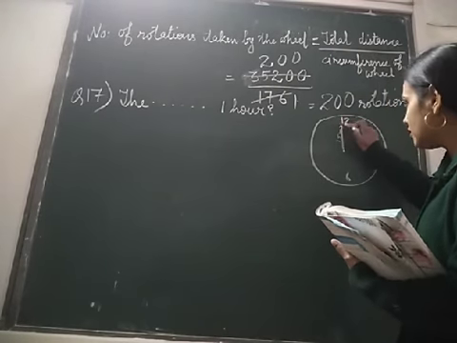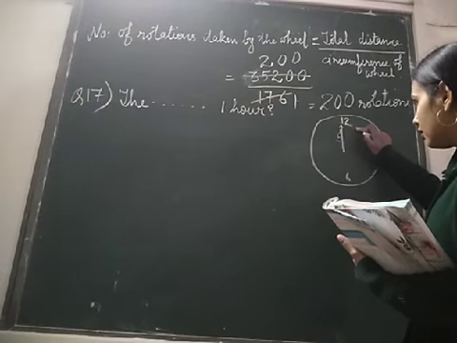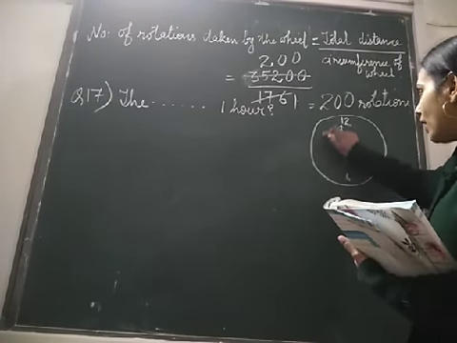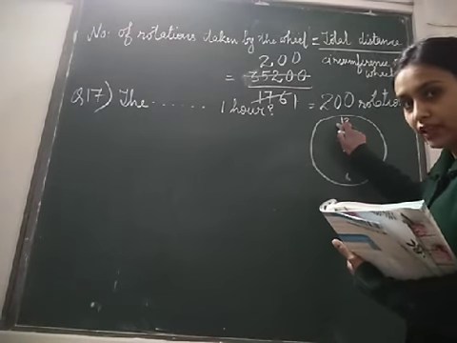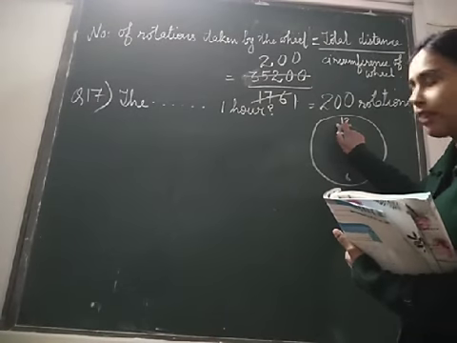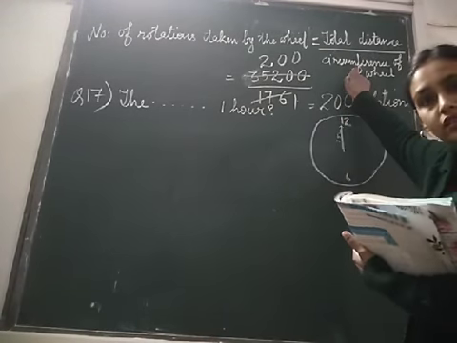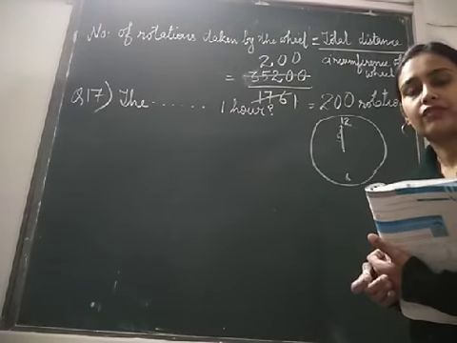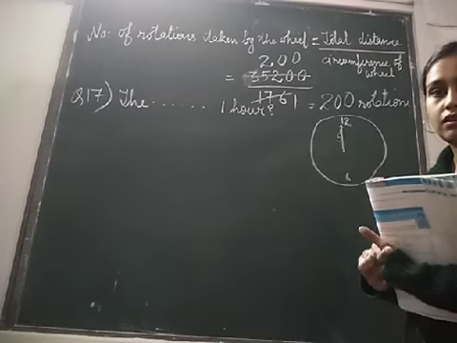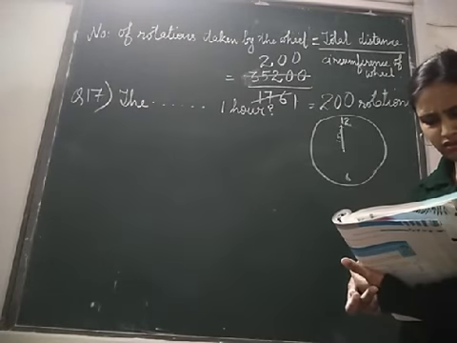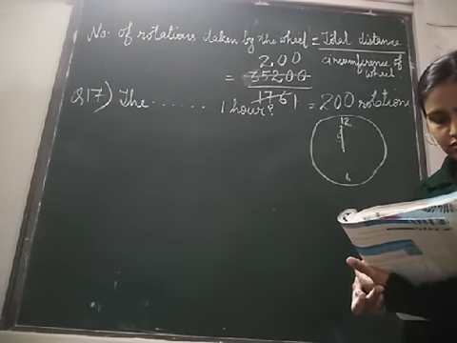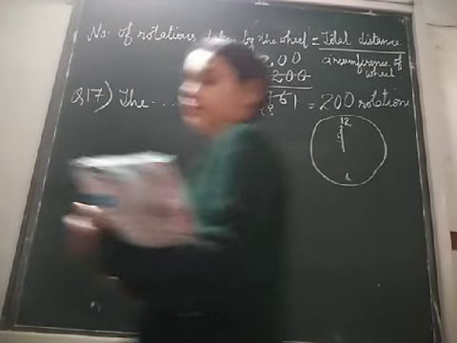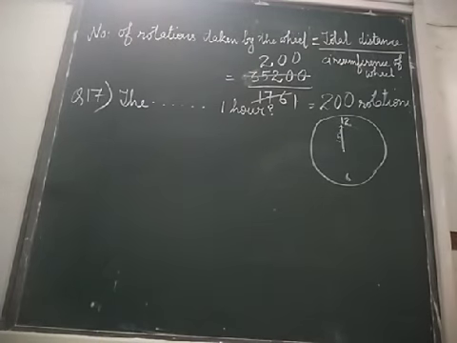Yes, that means this tip in 1 hour will take 1 complete round. 1 complete round means 1 rotation, and 1 rotation means circumference. That means we have to find the circumference for finding the distance. Distance moved by the minute hand, or distance covered by the minute hand.